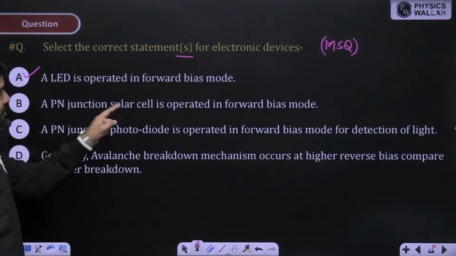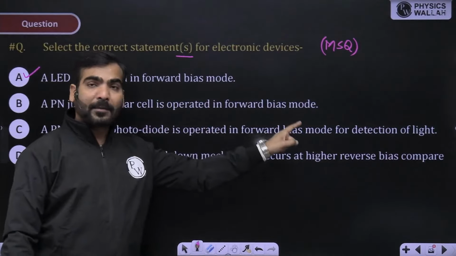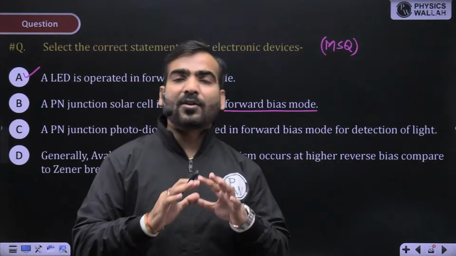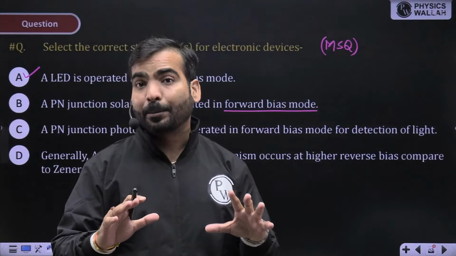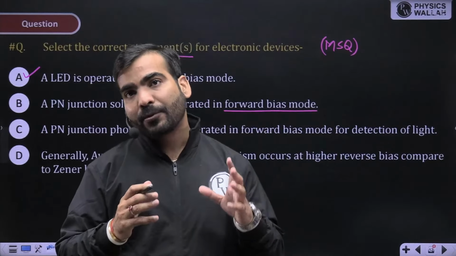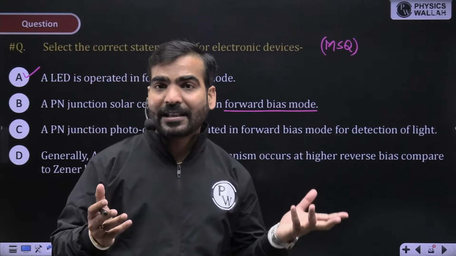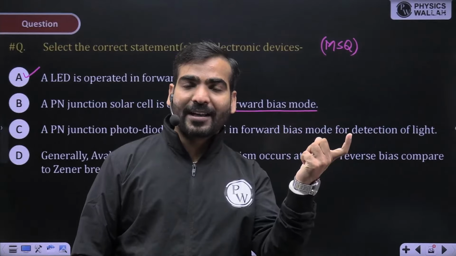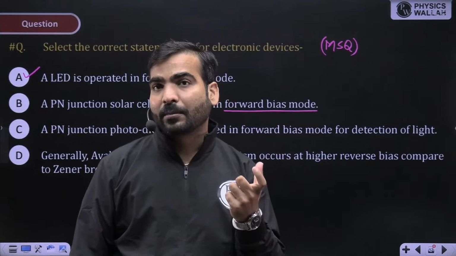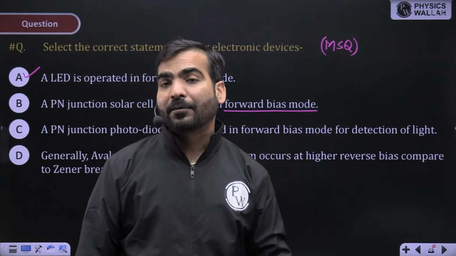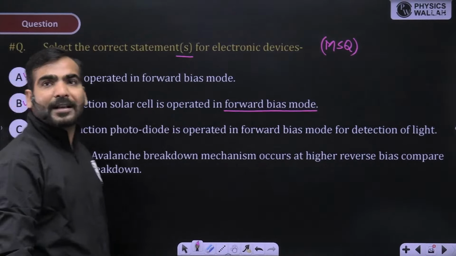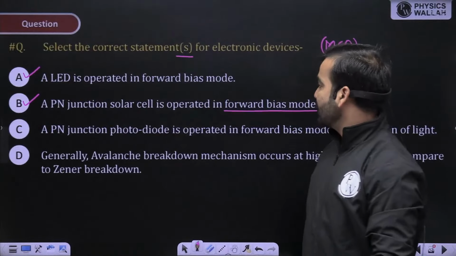A PN junction solar cell is operated in forward bias mode. Perfectly correct. No doubt in a solar cell we are not applying any external bias, but internally it is operated in the forward bias mode. Because if you see the IV characteristics, it is showing that voltage is positive. Across the diode, whatever load we are having in parallel, that load is having a voltage which is making this diode forward bias. So just say it is forward bias. So it is operating in forward bias mode. Second point is also correct.